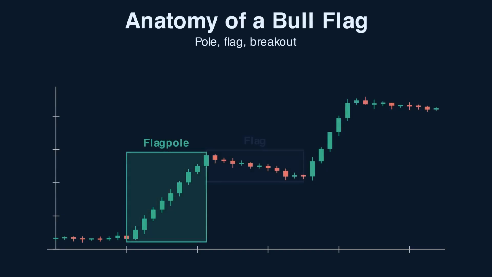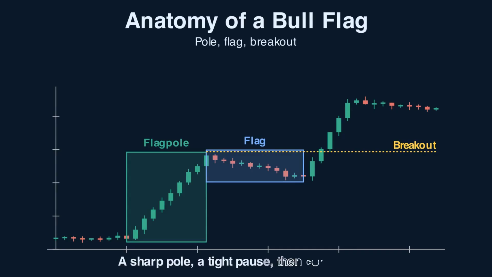First, the flagpole, a sharp, near vertical rally that shows aggressive buying. Then the flag, a shallow, orderly pullback that drifts slightly against the trend while the market catches its breath. And finally, the breakout, where price pushes back through the top of the flag and the trend resumes. Pole, flag, breakout. If you can spot those three pieces, you can trade this pattern.